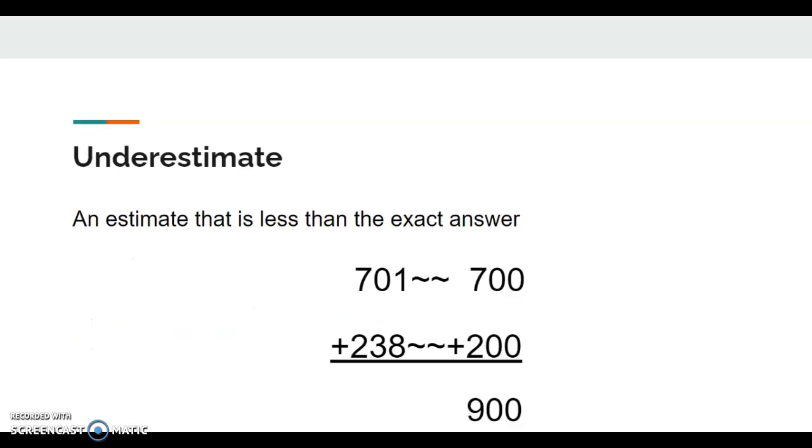So here's an example of underestimate. So an underestimate is an estimate that is actually less than the exact answer. So it's a close estimate, it's a close number, but it's less than the real answer. So in this problem, 701 plus 238, I want to round.